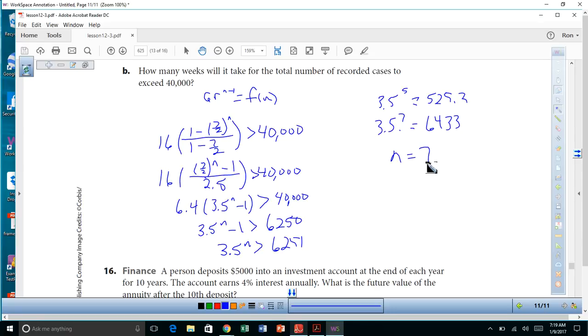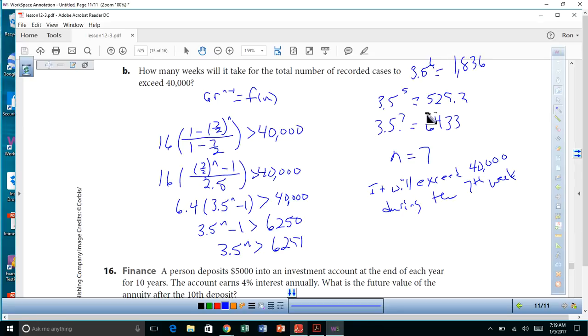N equals 7. So by the seventh week, it will exceed 40,000 during the 7th week. All right. And if you want, you can put 3.5 to the 6th power, and that'll give you 1,836. So you see what I'm saying? All right, we good.